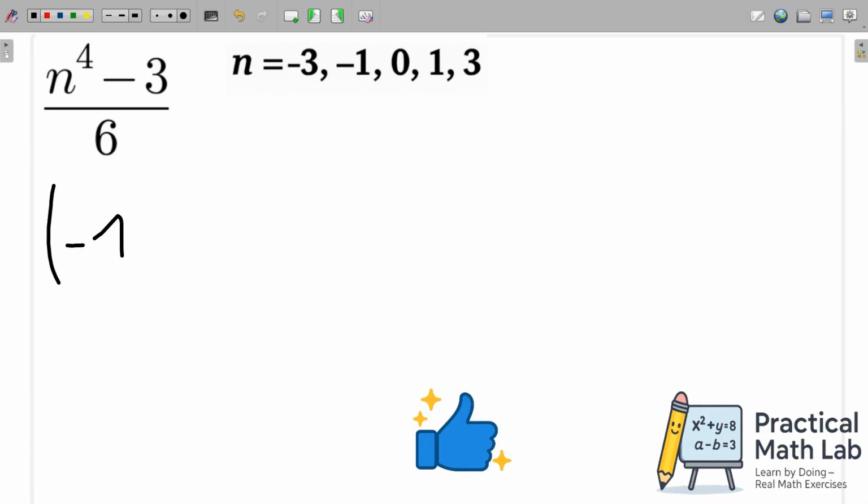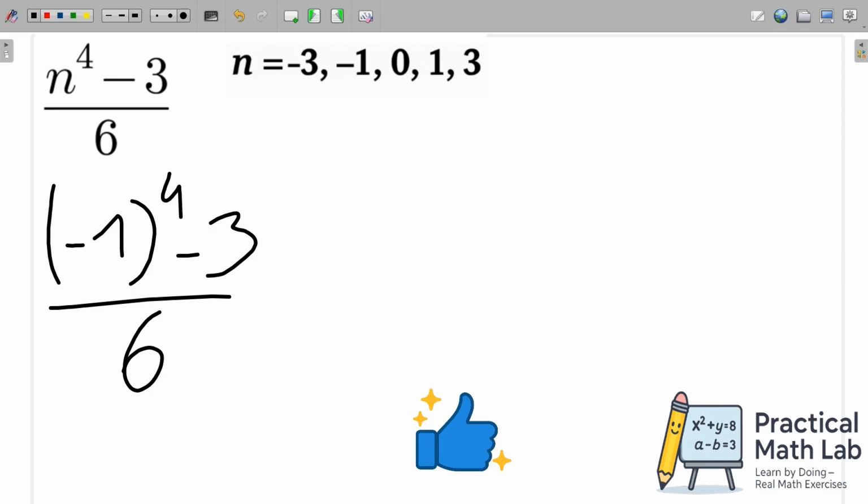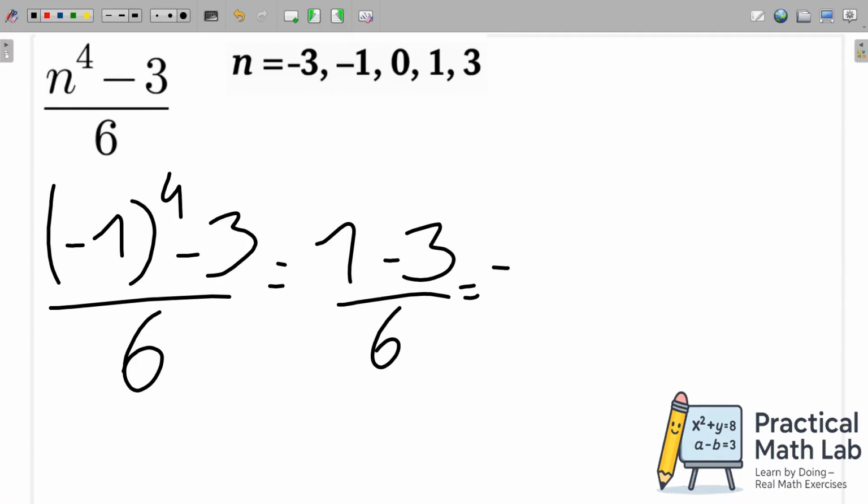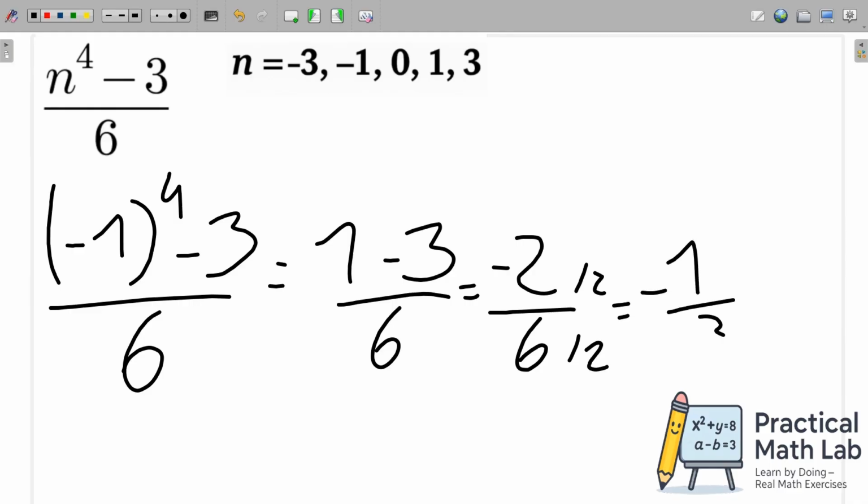Let's substitute with -1. (-1) to the fourth, -3/6. Whenever a negative number in parentheses is raised to an even power, it becomes positive. So, 1 times 1 times 1 times 1 equals 1. 1 - 3/6 is equal to -2/6. Can we simplify here by 2? We can. So it's equal to -1/3.